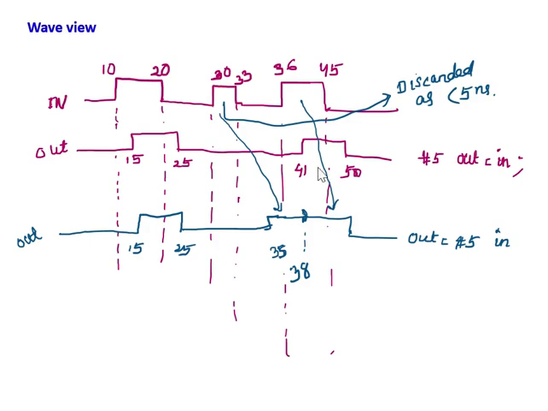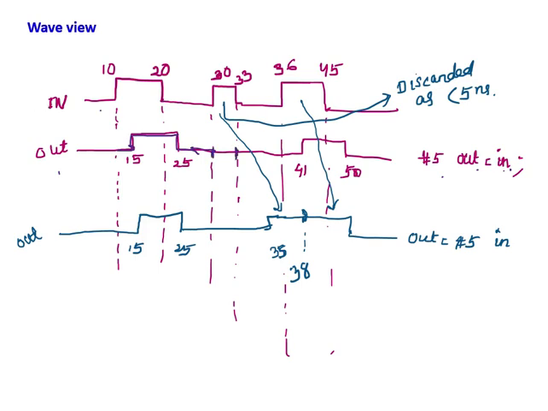Another example: suppose this is the in and this is the out, and the statement is hash 5 out equal to in. So in will be evaluated at 0 and assigned to out after 5 nanosecond. Out will get the in value after 5 nanosecond, so after 15 nanosecond there will be a transition, then here after 25 it will be 0.